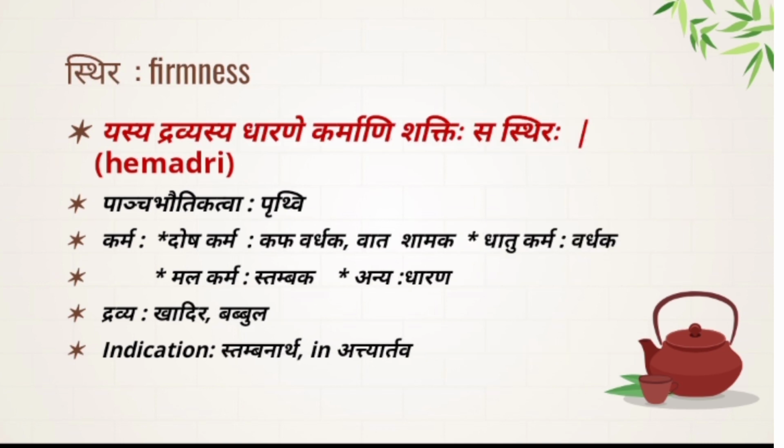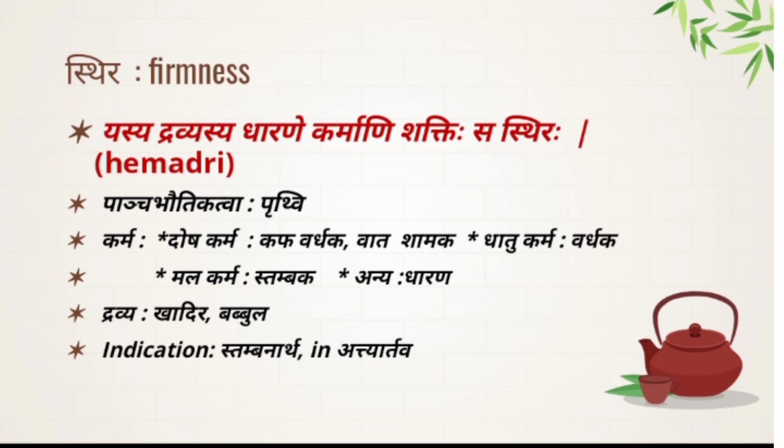And sthira, firmness, the one which provides the strong firmness or steadiness to the body. So yasya dravyasya dharane karmani shaktihi sa sthiraha, the one which does the dharana or proper holding of the body is nothing but a sthira guna. Panchabhautikatva is nothing but a prithvi mahabhuta. Karma, dosha karma is kapha vardhaka, vata shamaka, dhatu karma is dhatu vardhaka, mala karma is mala stambhaka, and anya is nothing but the dharana.